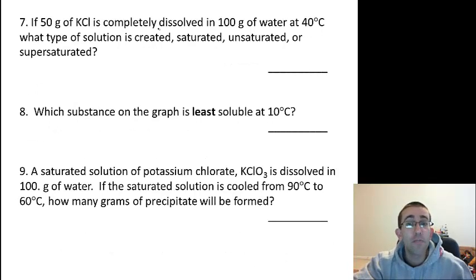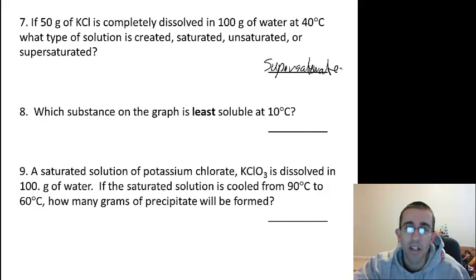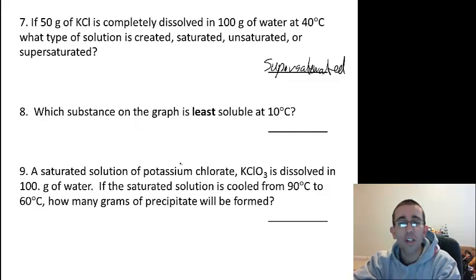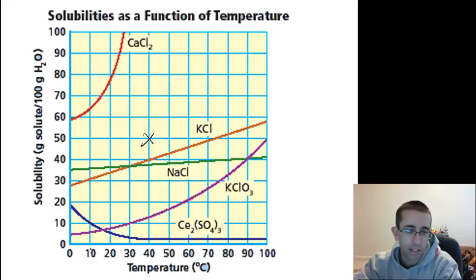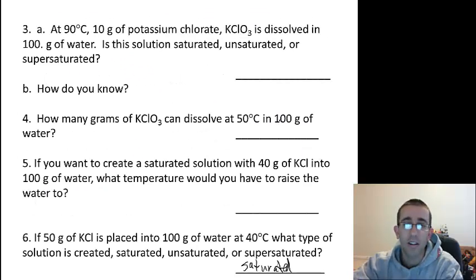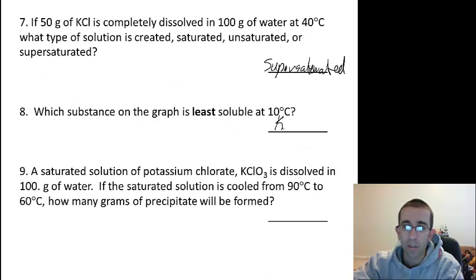All right, if 50 grams is completely dissolved in 100 grams of water at 40 degrees Celsius. So same question, but this time completely dissolved. Now we're talking about a supersaturated solution. Which substance on the graph is least soluble at 10 degrees Celsius? All right, let's go to 10 degrees. Which one's least soluble? Well, at 10 degrees, KClO3 is the furthest down. So KClO3 is the least soluble.